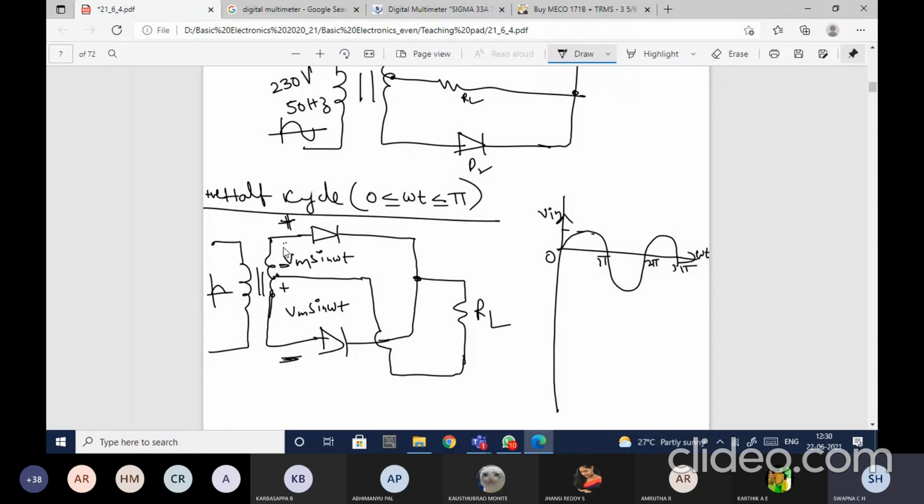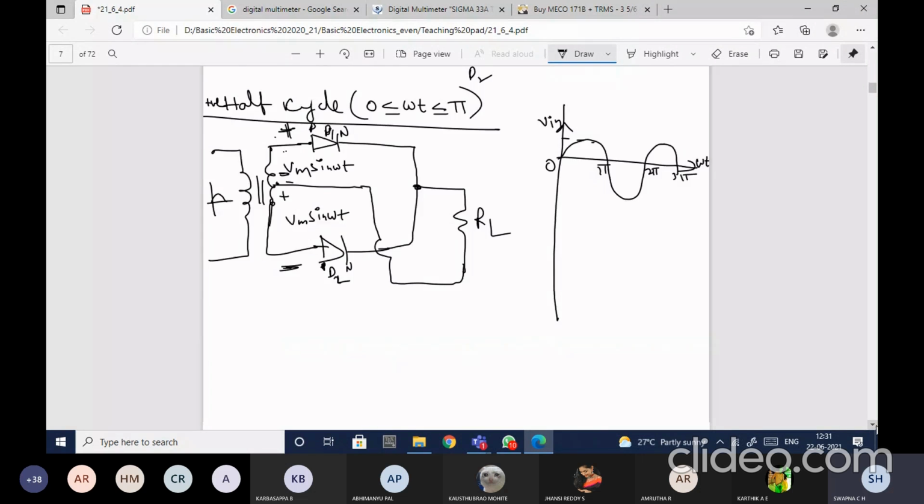Now we need to analyze what happens to diode D1 and diode D2. Just check diode D1. This is my P and this is my N. P is connected to positive and N is connected to negative, so this diode will be forward biased. In the same way, check diode D2. This is my P and this is my N. P is connected to negative and N is connected to positive, so this diode D2 will be reverse biased.